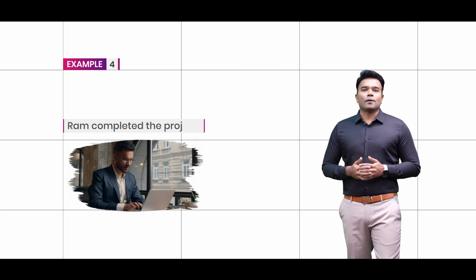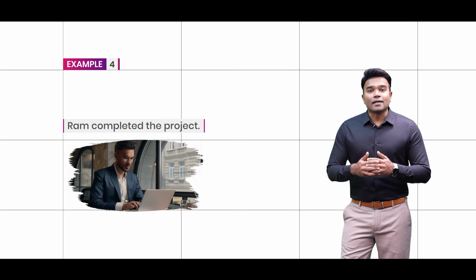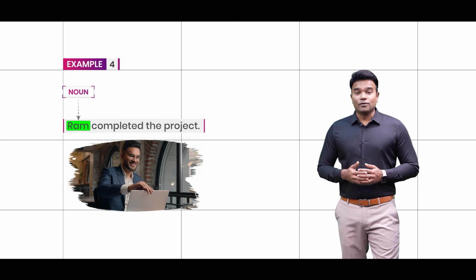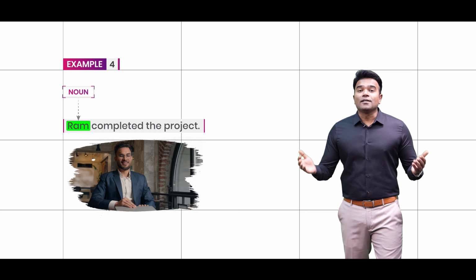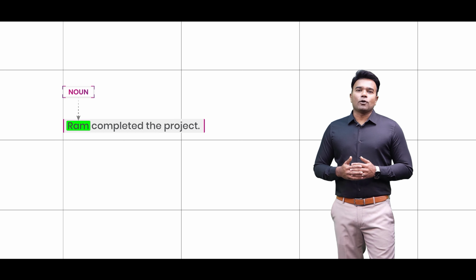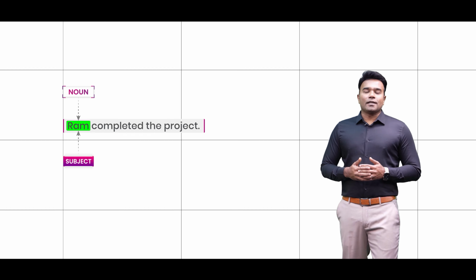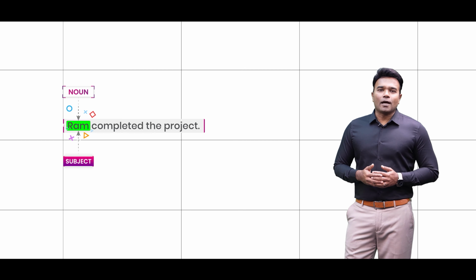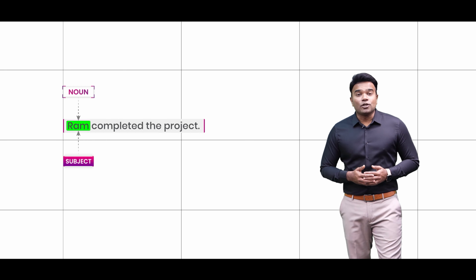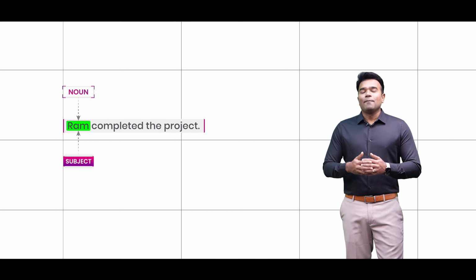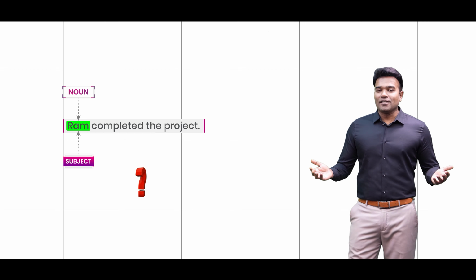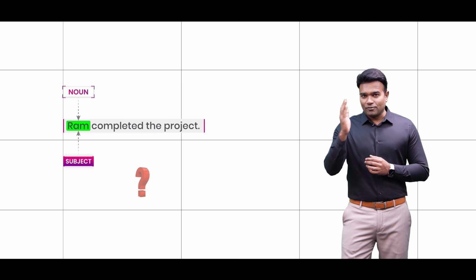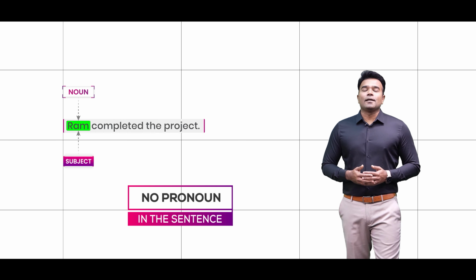Ram completed the project. In this sentence you realize that Ram happens to be the noun of the sentence. Not just is it the noun of the sentence, it also happens to be the subject, because this sentence is speaking about the person Ram who is involved in the completion of the project. If your question is what is the pronoun present in the sentence, then as of now there is no pronoun present in the sentence.